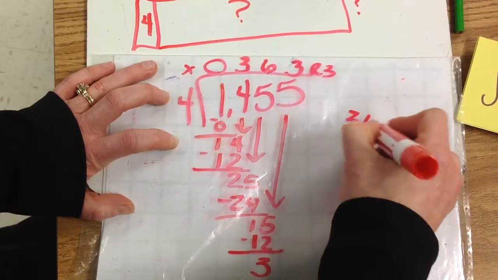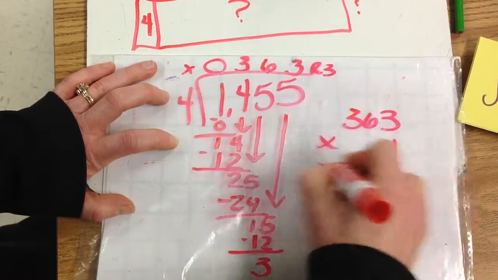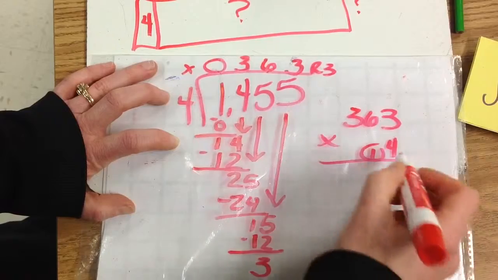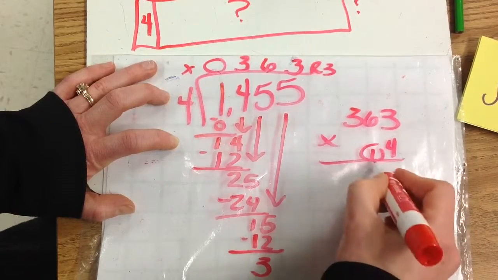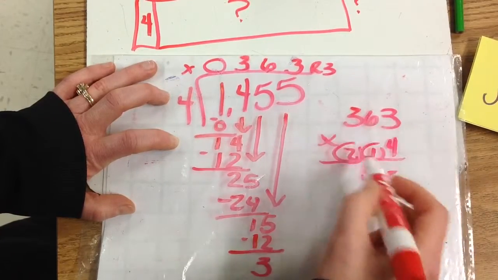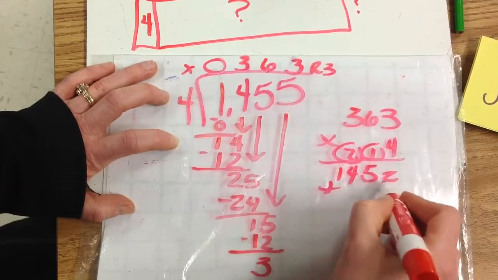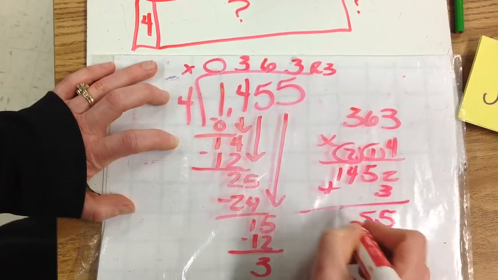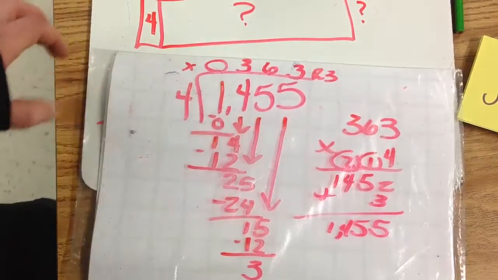I can check it. 363 times 4, which is 12. 4 times 6 is 24, plus 1 is 25. 12 plus 2 is 14, plus my 3 remaining gives me 1,455. So I know I'm right.